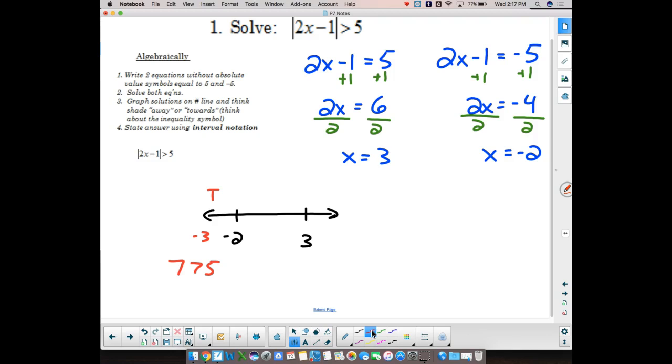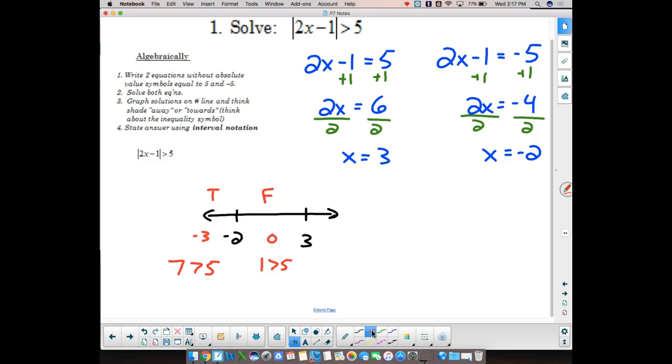Okay? Next one. Give me a number in between negative 2 and 3. 0. Okay? 0 times 2, 0 minus 1. Absolute value, 1. Is 1 bigger than 5? Is that a true statement? No, that's false.